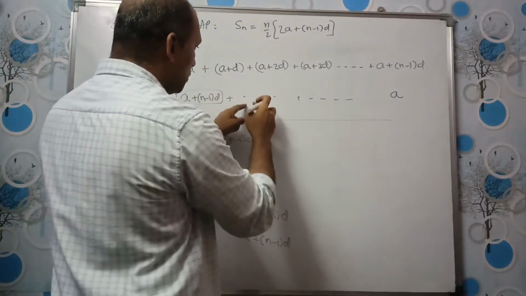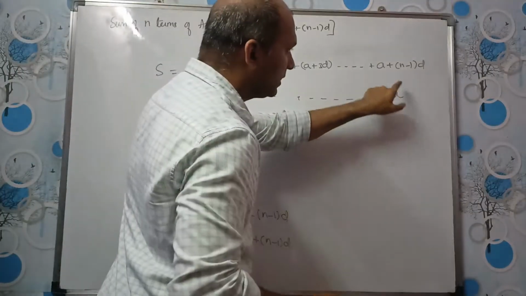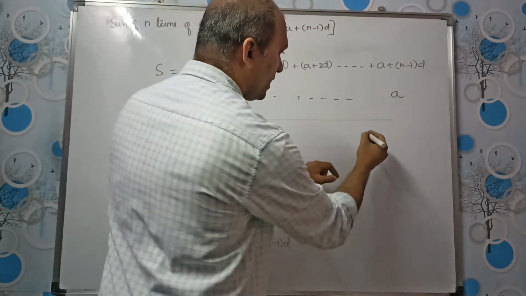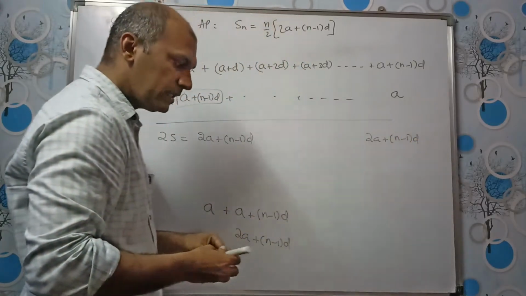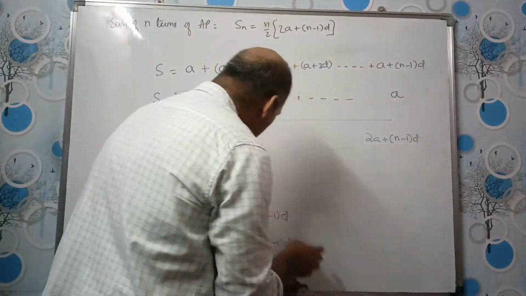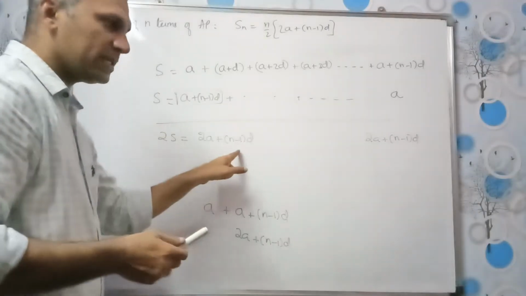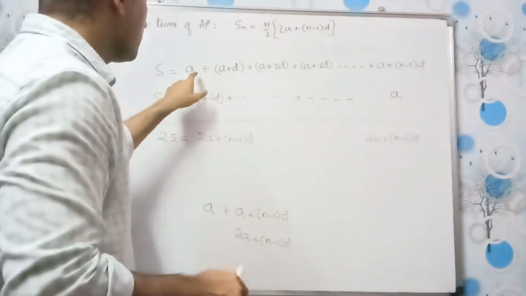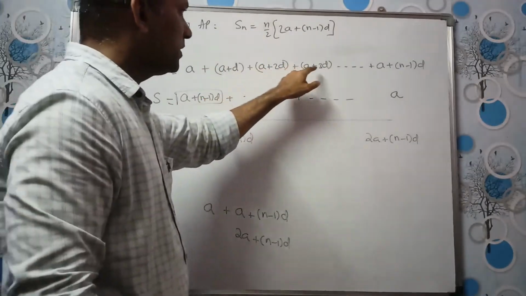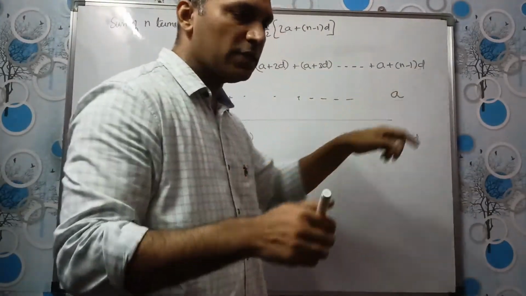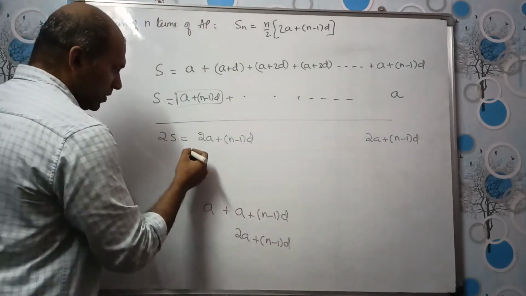Here also we'll have 2A plus n minus 1 into D, everything. The last term will also be A plus A, 2A plus n minus 1 into D. So like this, how many times do we have 2A plus n minus 1 into D? N times, because there are n terms. First term, second term, third term, fourth term, fifth term, and so on. N terms are there.